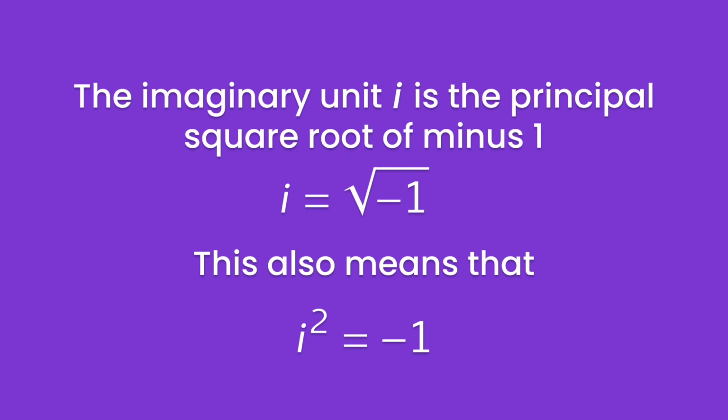The imaginary unit i is the principal square root of -1. This also means that i squared equals -1.